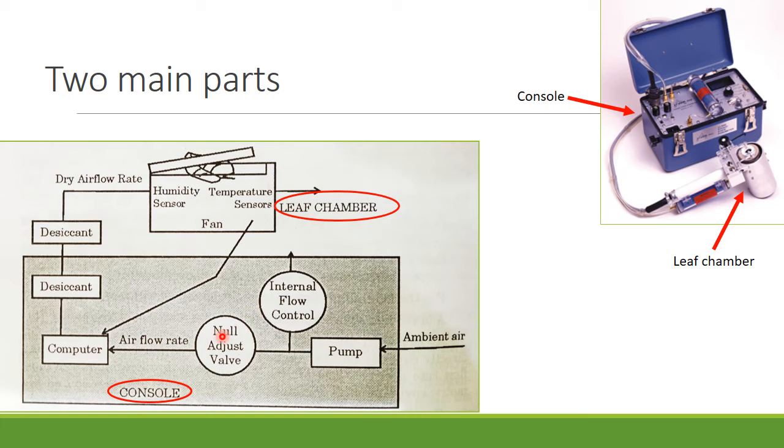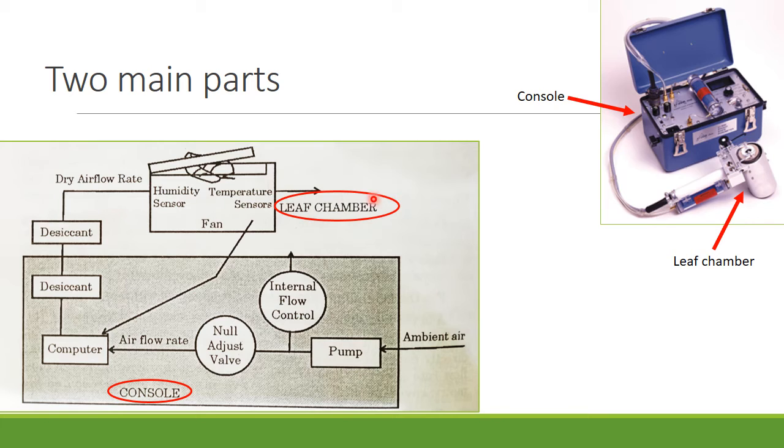Once the excess flow passes through the null adjustment valve, it will pass through two desiccants. One in the console, this is one desiccant, and the other on the sensor head. This is the sensor head, and this is one sensor and the other one is on the console. We have one desiccant here and also on the sensor head.